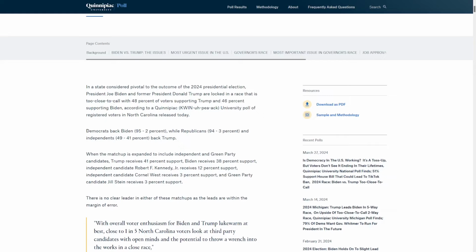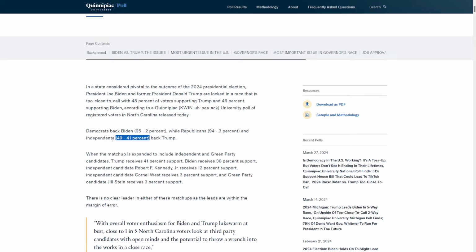Biden has consolidated almost all the Democratic support. He's getting 95%, only losing 2% to Trump. Trump is doing almost the same, but slightly worse amongst Republicans. He's getting 94% and losing 3 to Biden. Independents break for Trump, 49 to 41.